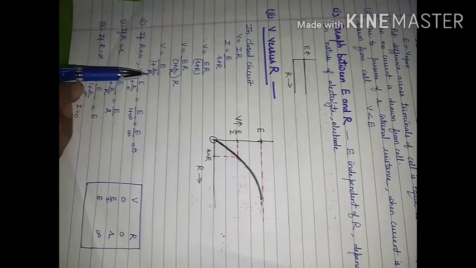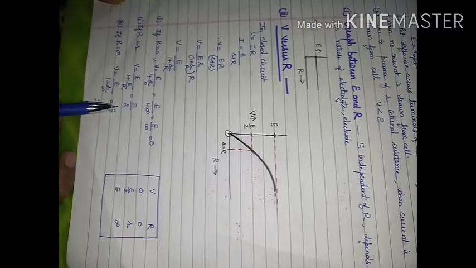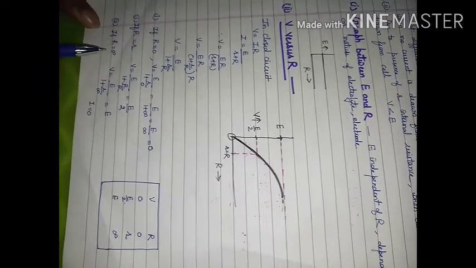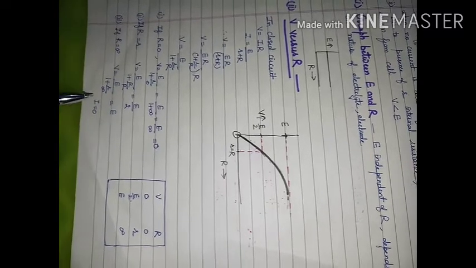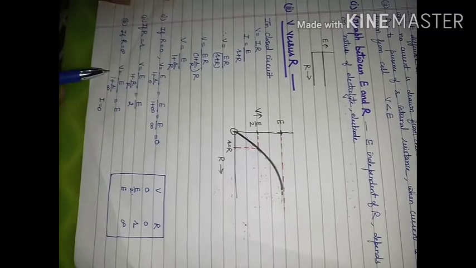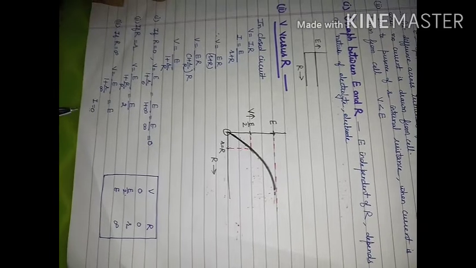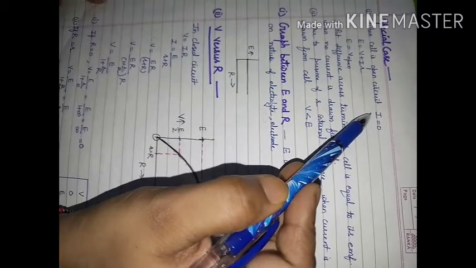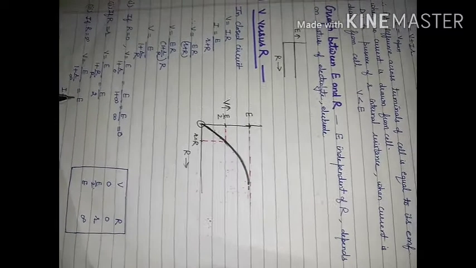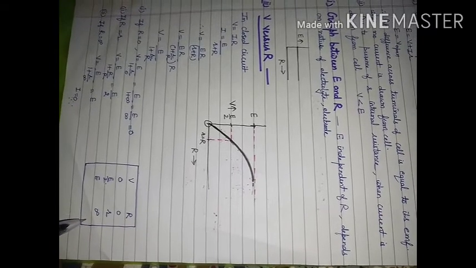If your external resistance is equal to internal resistance, then V will be equal to E upon 2. When R is equal to r, V will be E upon 2. If R is going to be infinity, then what will happen? Putting R equal to infinity, r upon infinity will become 0, V will become equal to E. In this case, the current flowing through the circuit will become 0. When you are not going to draw any current from the cell, then EMF and terminal potential difference will become the same.